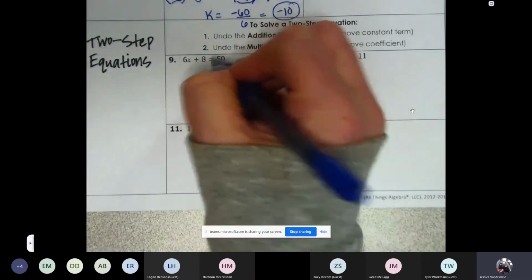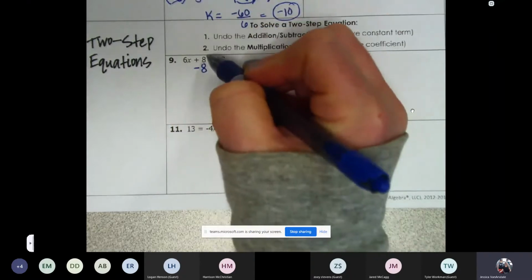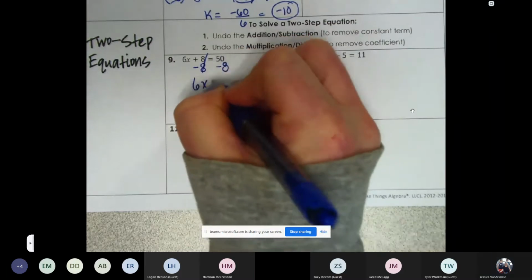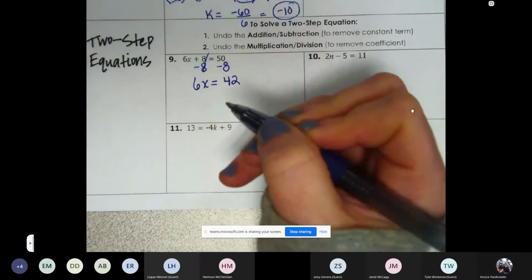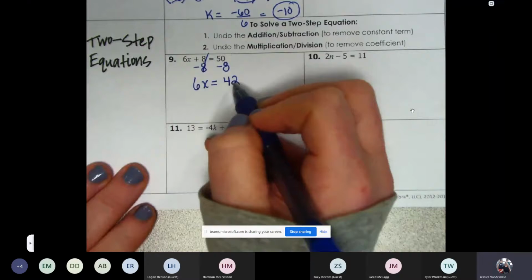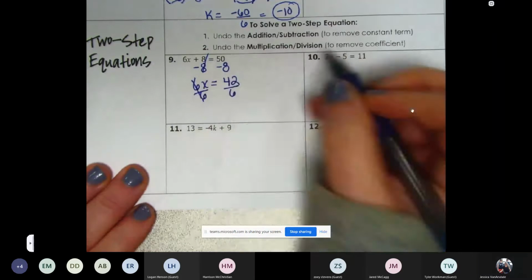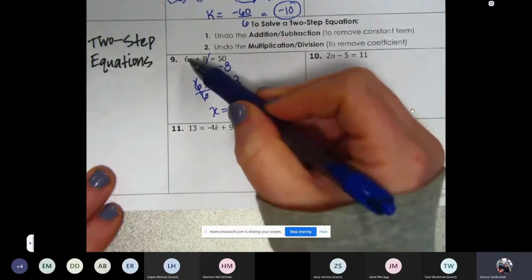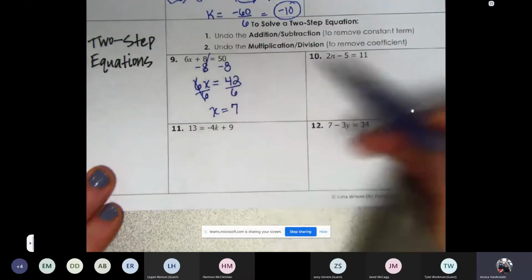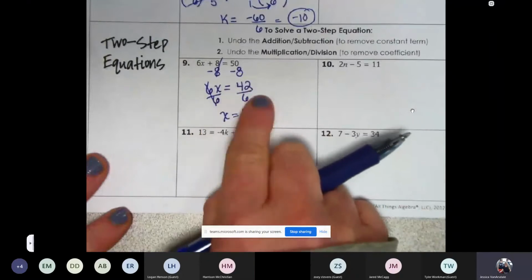So since it's a +8, we're going to subtract 8 from both sides. The reason we do that is we're trying to make it disappear over here, so that makes that cancel. And you're left with 6x equals 42. 50 minus 8 is 42. And then here, 6x equals 42. When this is your coefficient, you just divide by 6. That will cancel. X equals 7. And you could take that 7 and put it back in and say, does 42 plus 8 equal 50? Yes. You will do this problem here, just like you did the 6x equals 42 by dividing by the coefficient.